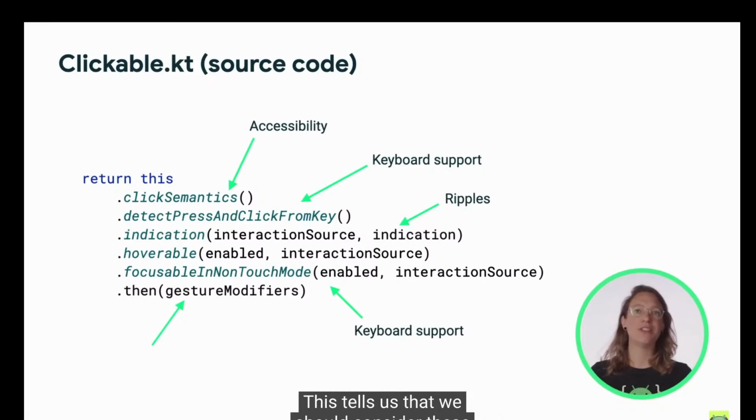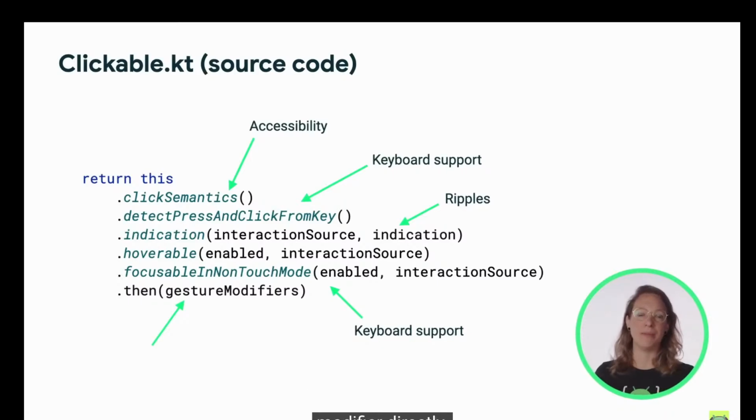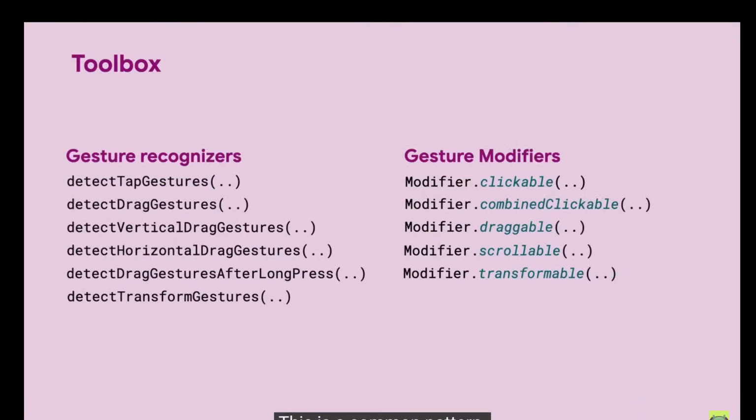This tells us that we should consider these as well when we drop down from modifiers like clickable and draggable to use the pointer input modifier directly. This is a common pattern. When you use the various detect methods on the left, you're purely recognizing gestures. If you use a high-level modifier such as clickable or draggable, they include support for other types of input as well. In general, try to use the gesture modifiers and use the gesture recognizers only if there are good reasons to. We'll see some of these reasons later in this talk.